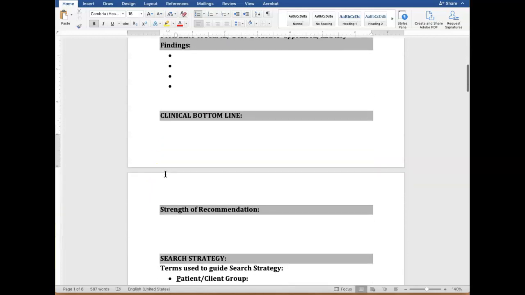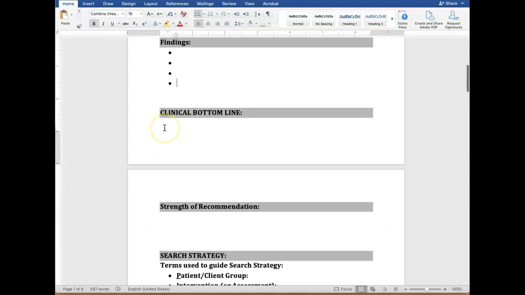The next thing that you're going to do is look at the clinical bottom line. And the clinical bottom line is exactly what it describes. It's what is your recommendation to clinicians who are reading this research manuscript. So an example of a clinical bottom line is: in patients with ankle sprain, those doing balance rehab programs have fewer recurrent ankle sprains following proprioceptive training. That's a clinical bottom line. I can use that in the clinical setting.